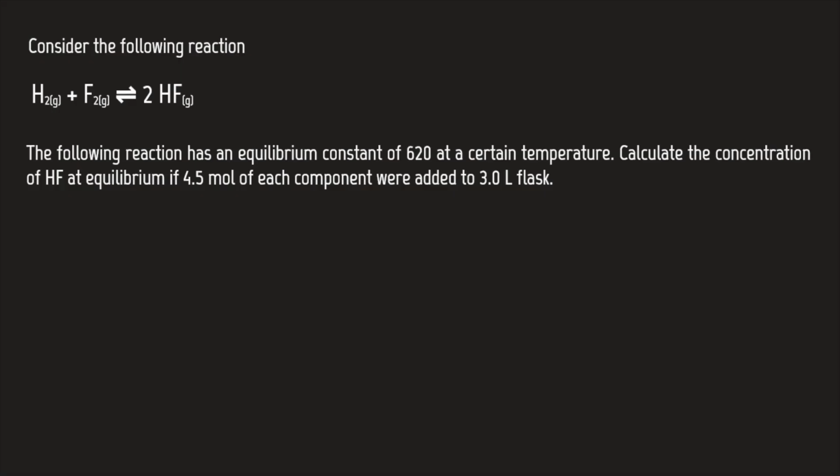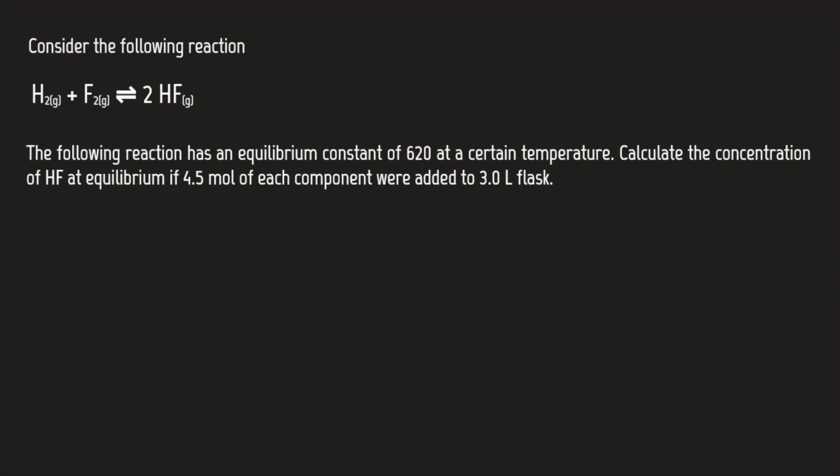Question number 1. Consider the following reaction between hydrogen gas and fluorine gas to produce hydrogen fluoride. The following reaction has an equilibrium constant of 620 at a certain temperature. Calculate the concentration of hydrogen fluoride at equilibrium if 4.5 mole of each component were added to 3.0 liter flask.